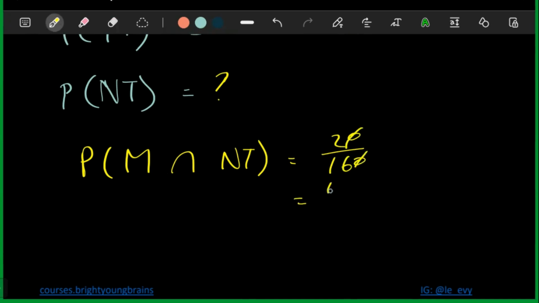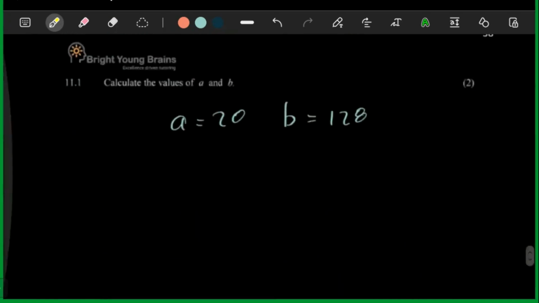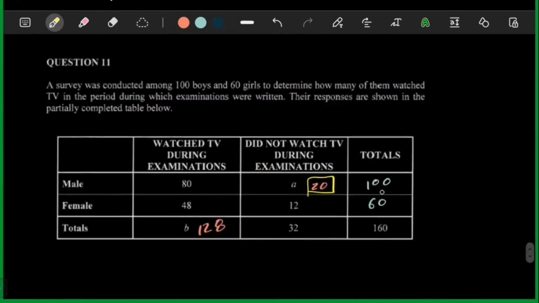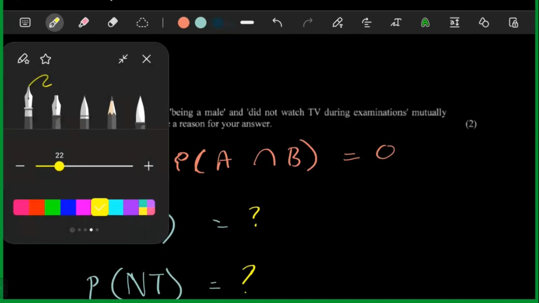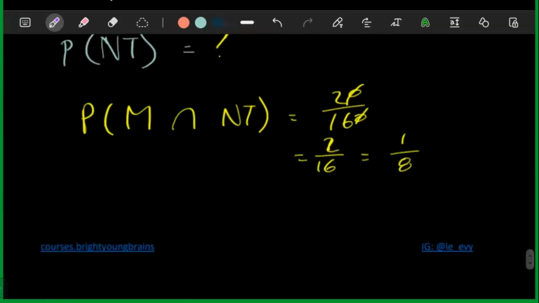Why do you use the 160 instead of the 100? The reason we're not using the 100 is because that is the total males and not everyone we're dealing with. The fact that a person does not watch TV is not about males only, it's about everyone. So the did not watch TV part shows you that you should be talking about everyone you're dealing with. That's why we're putting it over the 160.